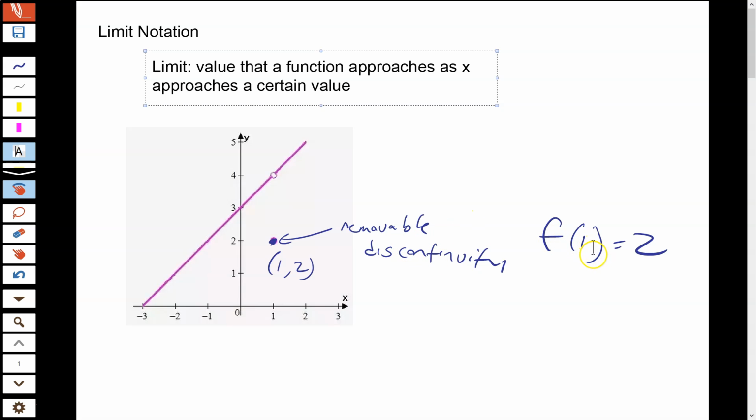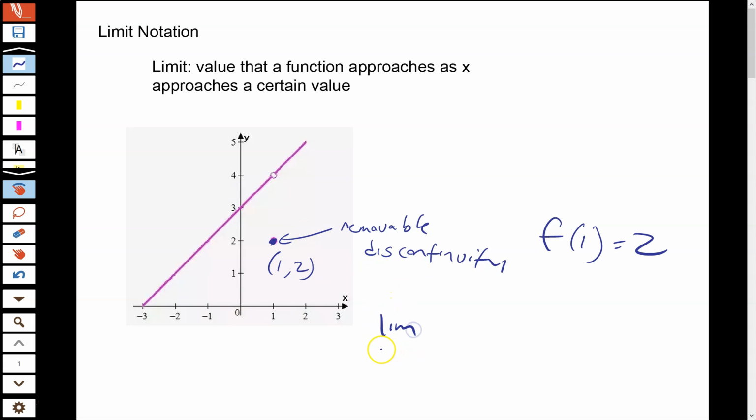So even though f of 1 equals 2 for this function, we now have a way to say that the rest of the function approaches this point 4 as x gets close to 1. The way we would say that is the limit as x approaches 1, so that's this point right here, of f of x, and f of x is our whole function, right, is equal to 4.